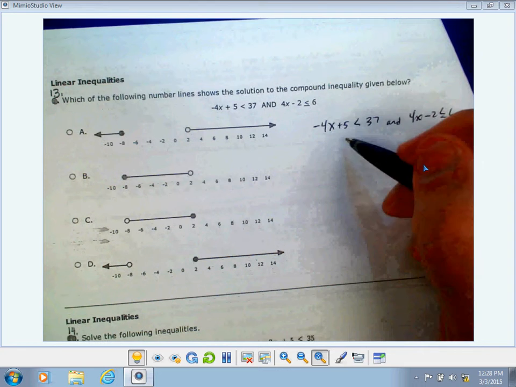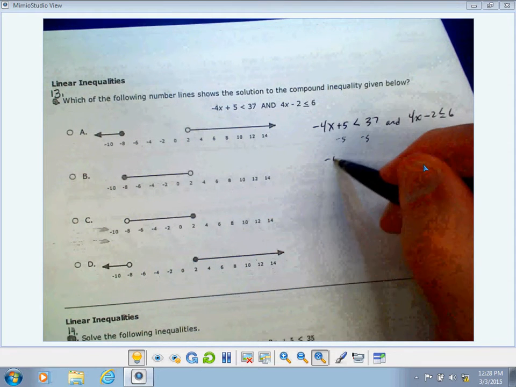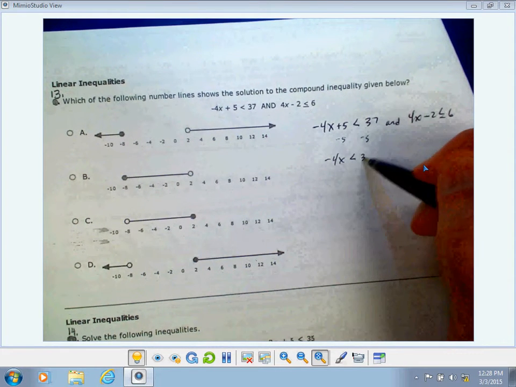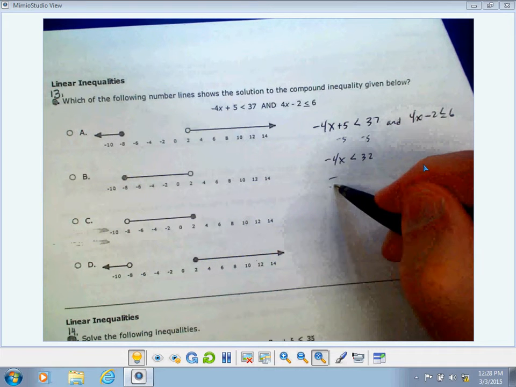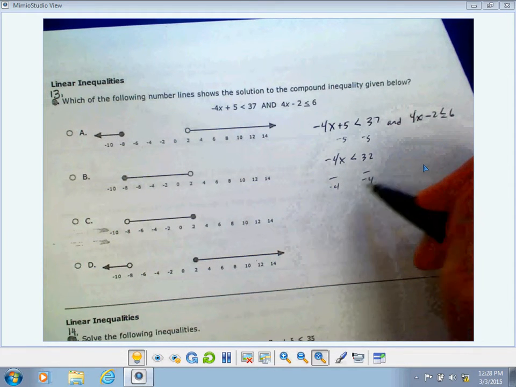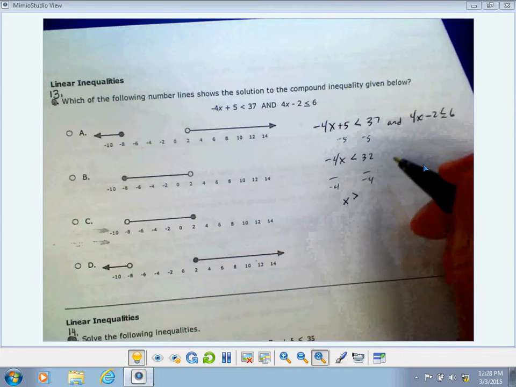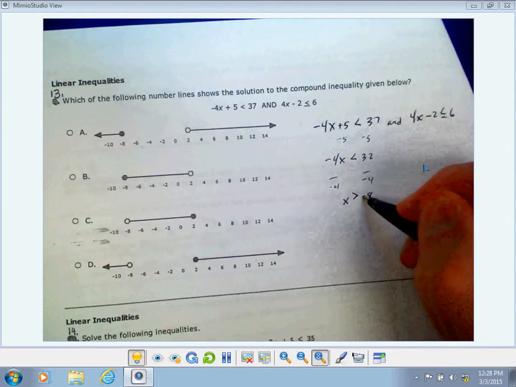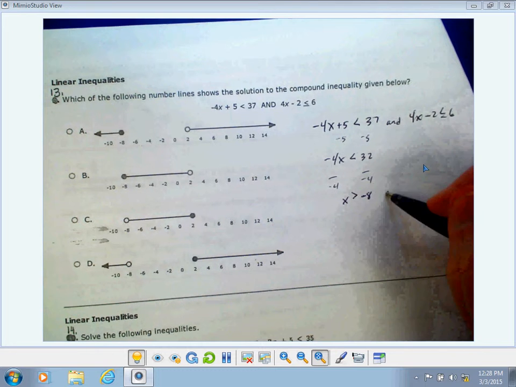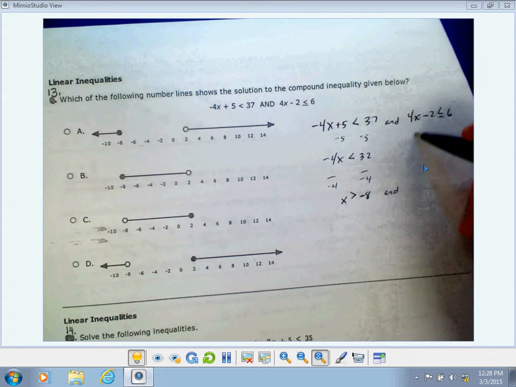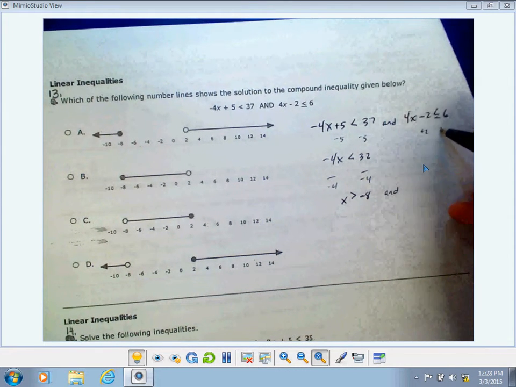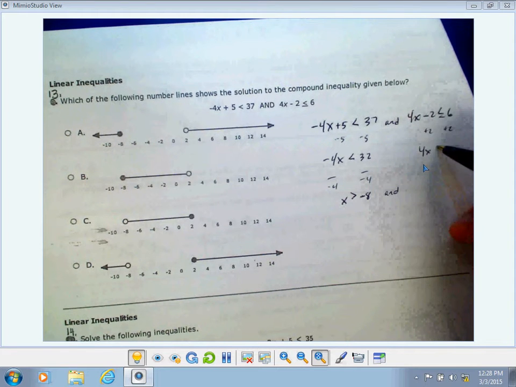Okay, I'm going to subtract 5: -4x less than 32. Then I'm going to divide by -4. Once again, that's going to cause me to have to flip the symbol around. 32 divided by -4 is -8. So it's actually greater than -8. And on this side, I'm going to add 2. 4x less than or equal to 8. I'm going to divide by 4, and I get x is less than or equal to just 2.